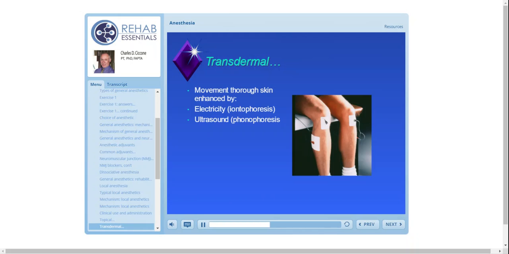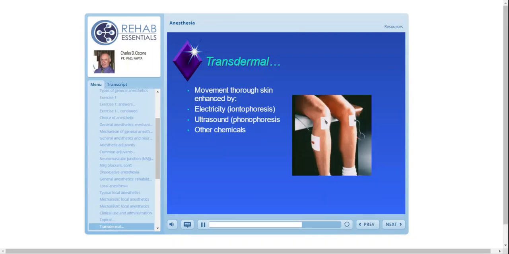So if we're going to apply local anesthetics through these transdermal techniques, either iontophoresis or phonophoresis, it should be as a means to an end so that we can then apply a more aggressive treatment, maybe some transverse friction massage or some exercise technique. But my point is, just applying a local anesthetic does not really help solve the problem or improve the situation that's causing the pain in the first place.